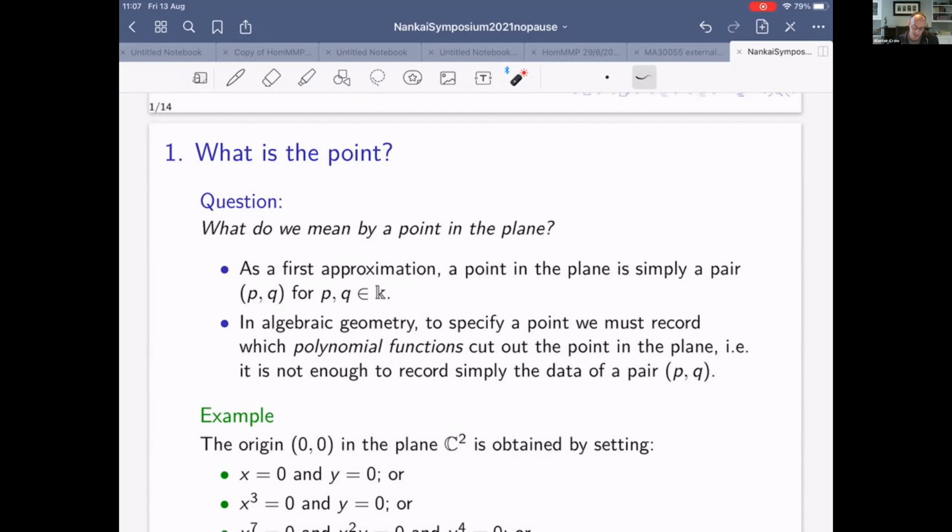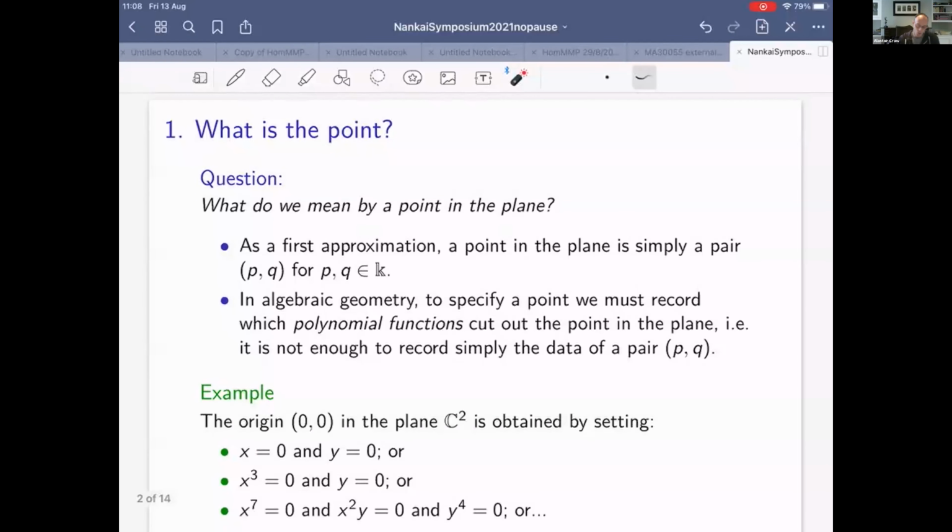But since I want to talk about the Hilbert scheme of points in the plane, we've got to start by understanding what a point is. And this sounds facetious, but of course in algebraic geometry, we have a slightly unusual notion of a point. Right, so to start with, a point in the plane should just be a pair of elements in whatever field we choose. I'm going to denote this K, but in examples I'll typically use C.